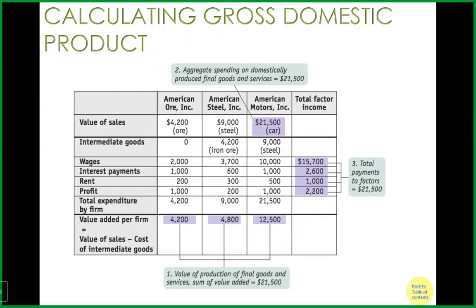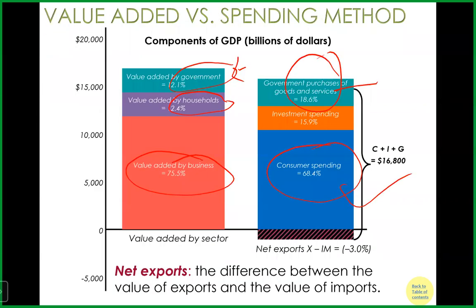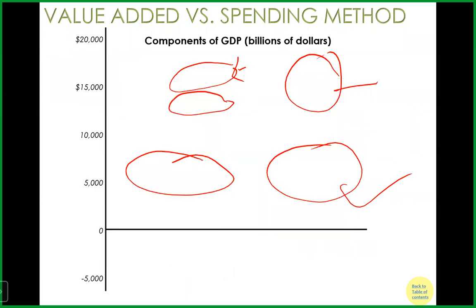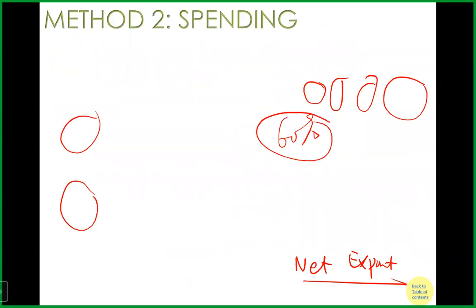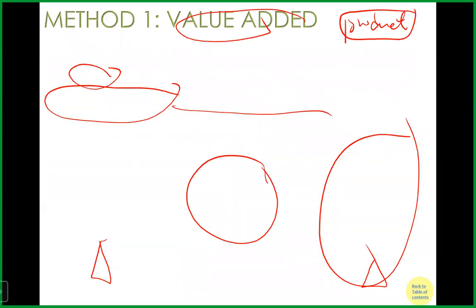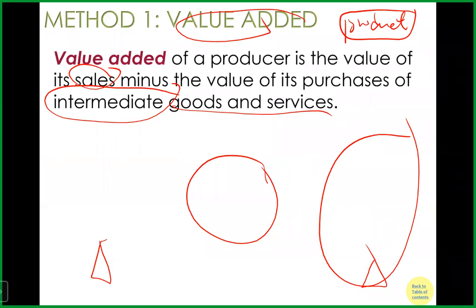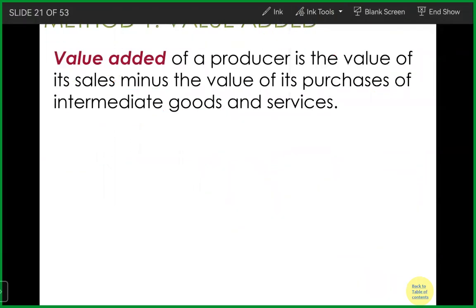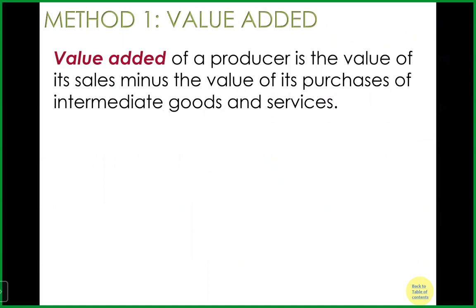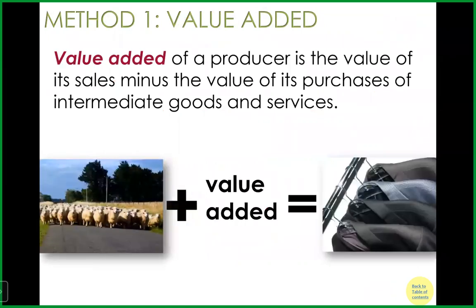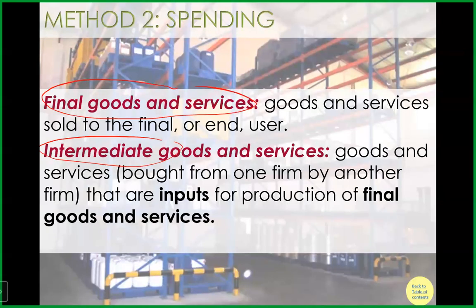All right, so let's look at this example all together. So essentially, we need to use the approach we just explained here. Let's quickly go back here. So let's summarize. We have looked at two approaches. One is value added, and then we also look at total spending.